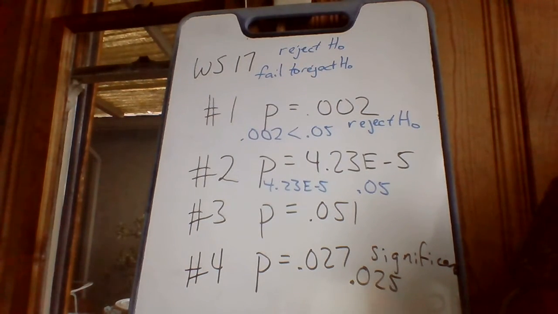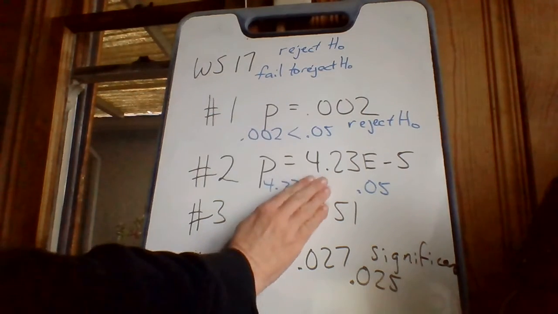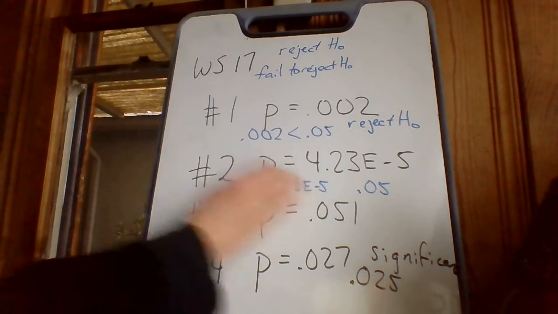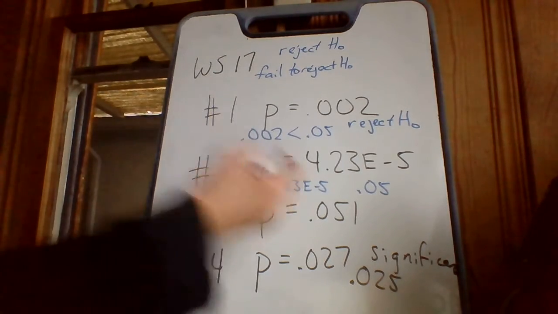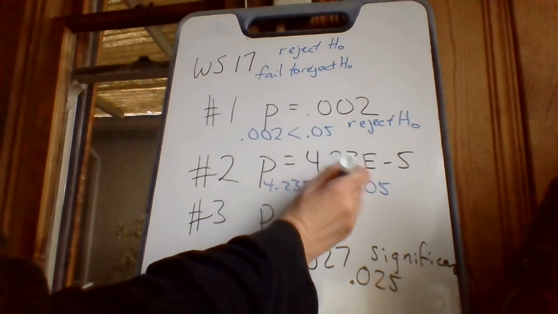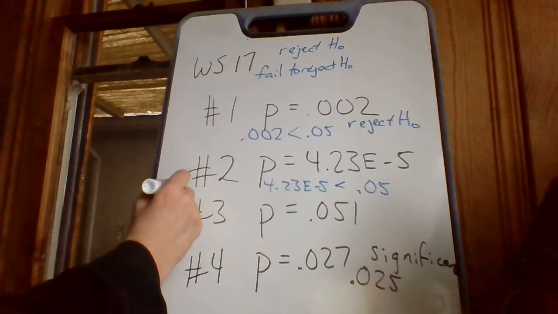This is why I had the whole thing on paying attention to those. Because this is a number in scientific notation, and they're always really small. Don't compare 4.23. Compare 4.23 E negative 5. And it's a small number. These negative ones always come out to be super small. So that would be reject H0.